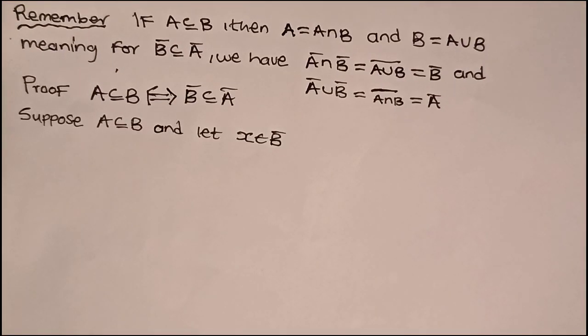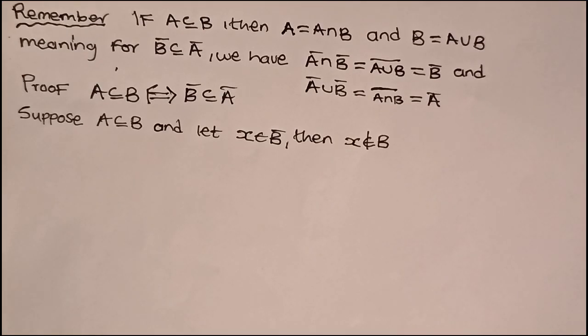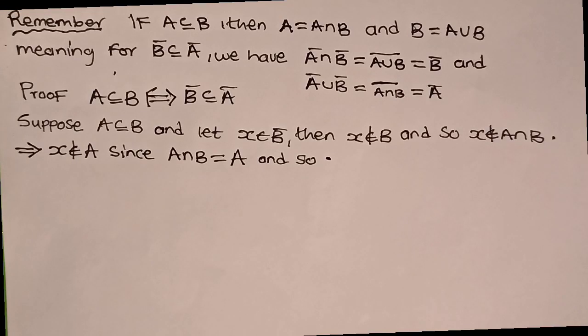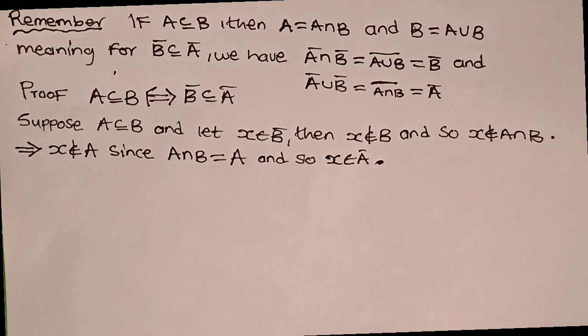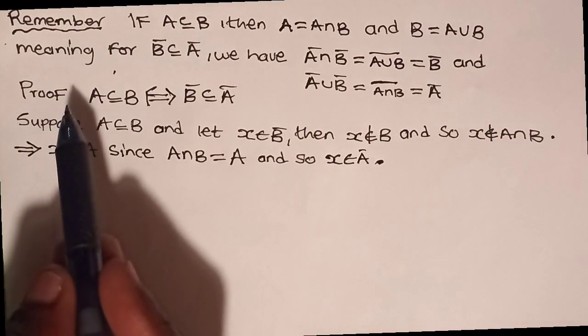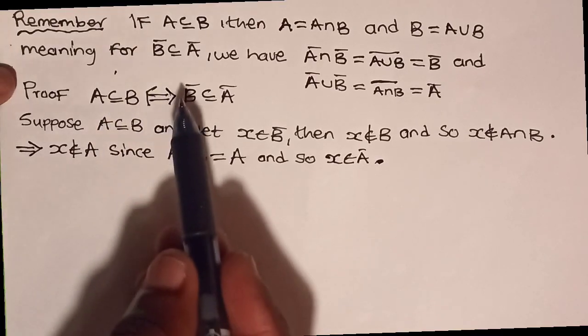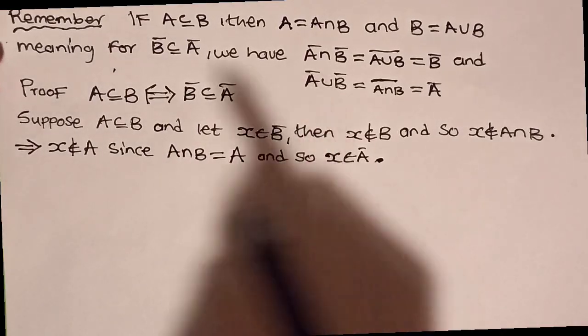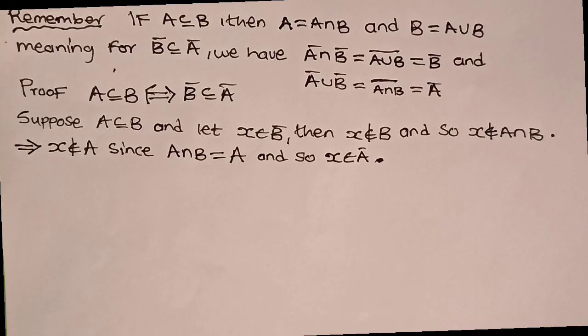Suppose A is a subset of B and let X be an element of B complement. Then X is not in B, and so X is not in A intersect B. So this implies that X is not in A, since A intersect B equals A, because A is a subset of B, and therefore X is in A complement since it's not in A. So we have shown that given the condition that A is a subset of B, if we let X be an element of B complement, it implies X is an element of A complement. Hence, B complement is a subset of A complement.